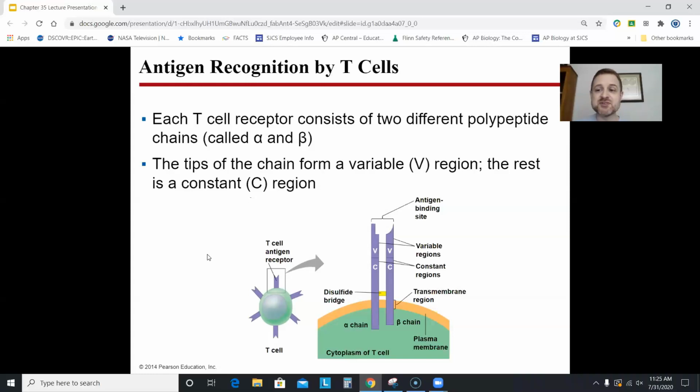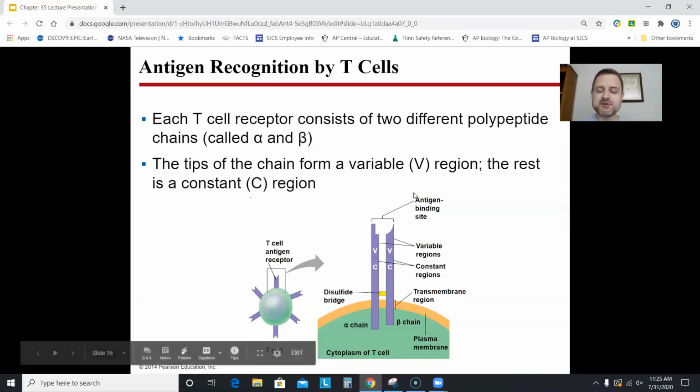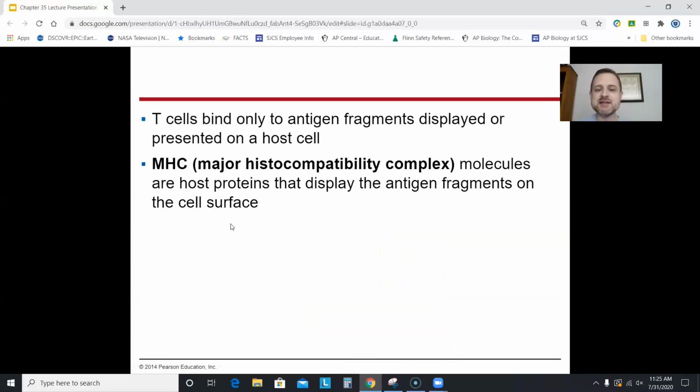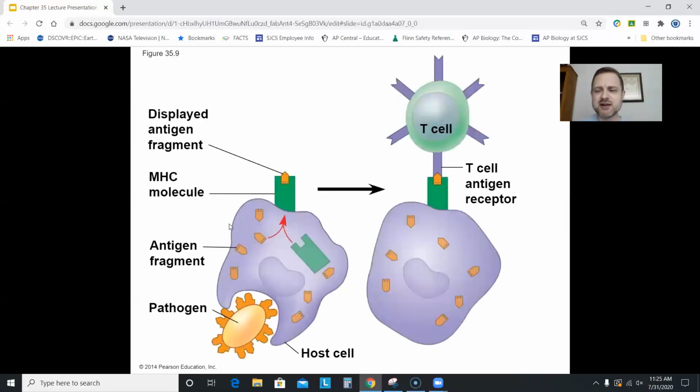T cells are similar to B cells, but it's a little bit more of a complicated story. Again, remember they're made in the thymus on the heart. They have these sort of Y-shaped antigen receptors. There's a variable region, there's a constant region. It's not that different from B cells. The difference, though, is that T cells, let me skip ahead to this diagram, I'll go back to the notes in a minute, respond to the antigen in a somewhat different way.